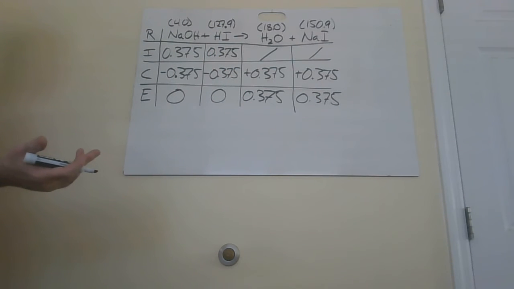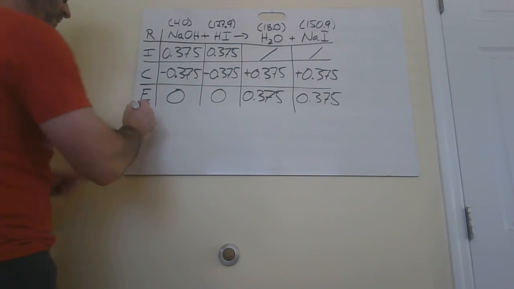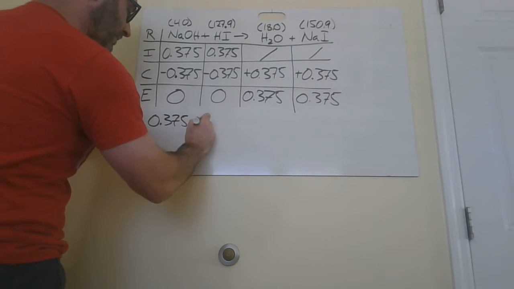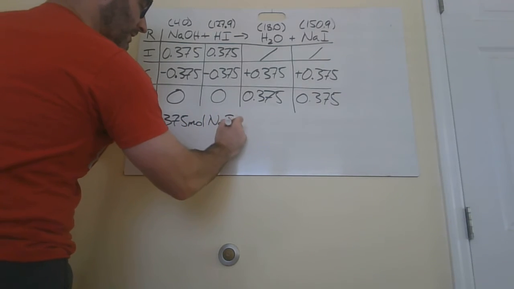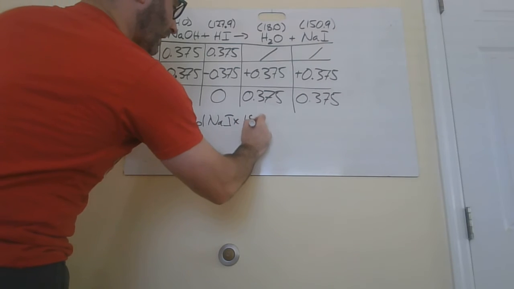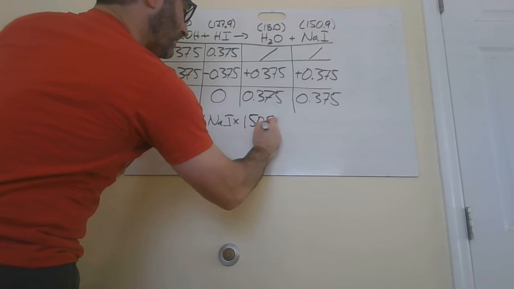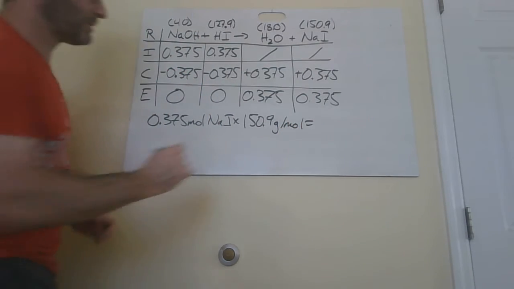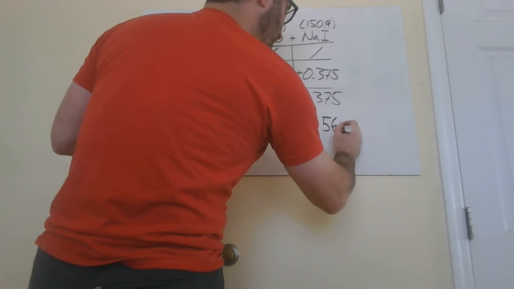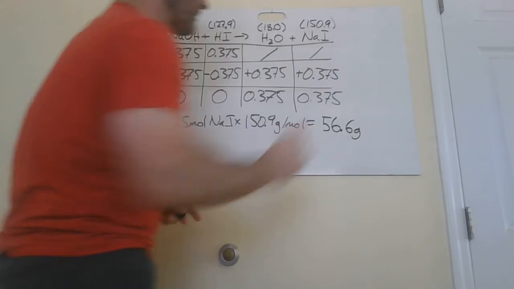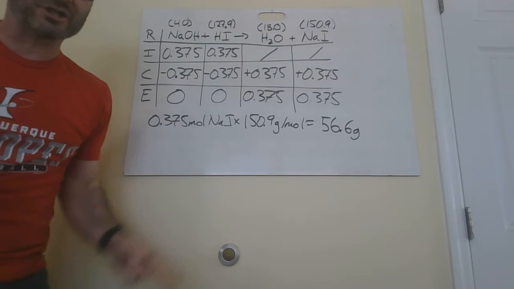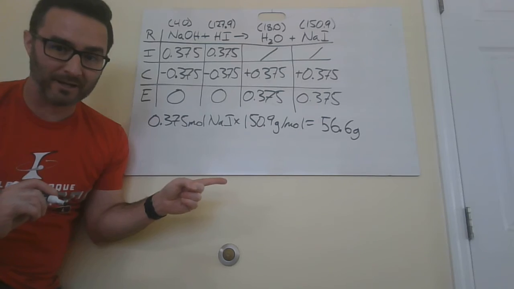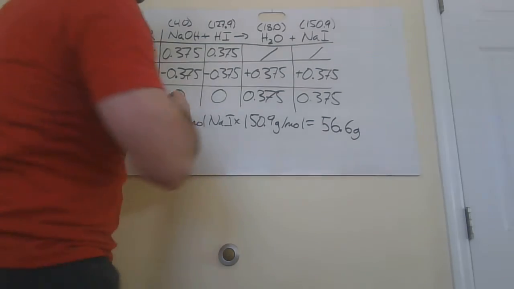Well, how much mass is the sodium iodide? Same thing we've been doing for the past couple weeks. 0.375 moles of NaI times the molecular mass of 150.9 grams per mole. Moles cancel, and that gives you an answer of 56.6 grams. So that's how much sodium iodide we could make if we're perfect. Let's get to the second part of the problem.